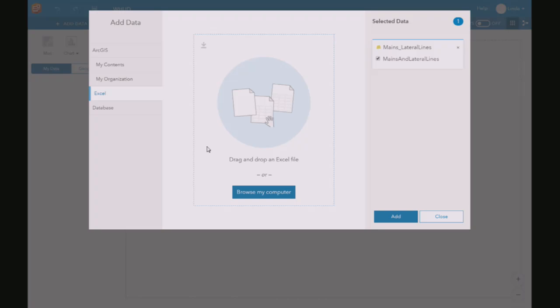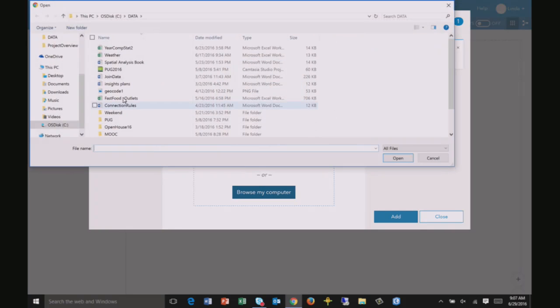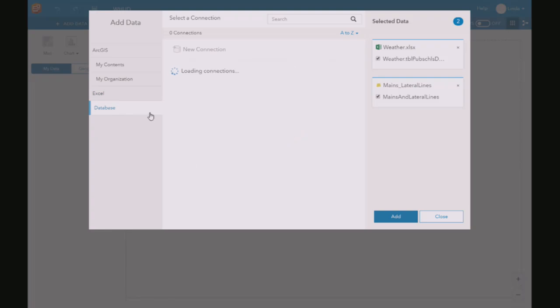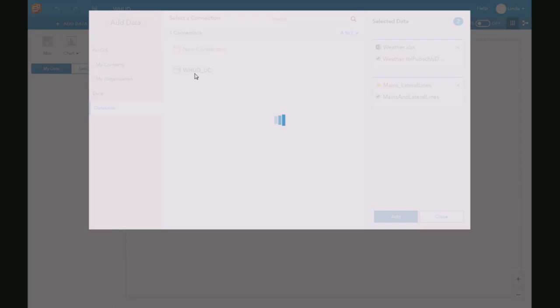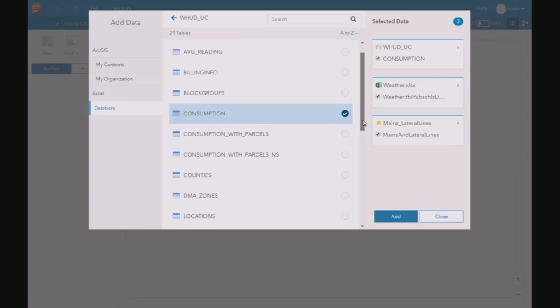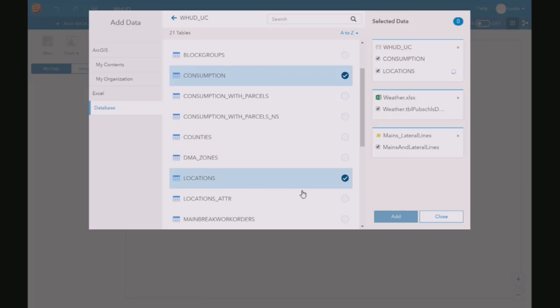So I'm going to bring in some Excel data that's going to give me some information on the weather in that area. Because we're talking about water consumption, weather's going to have a huge impact on the amount of water consumption. It's also a very large data set that I was given. So some of it I loaded up into an SQL database. So I have the consumption data and I have the locations.